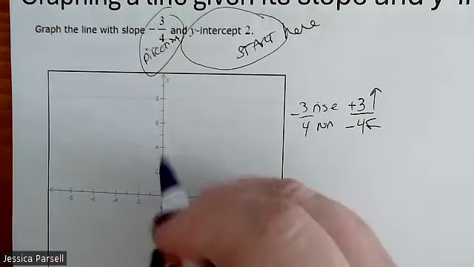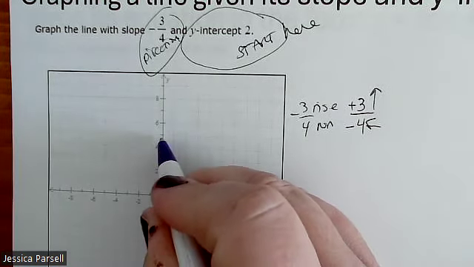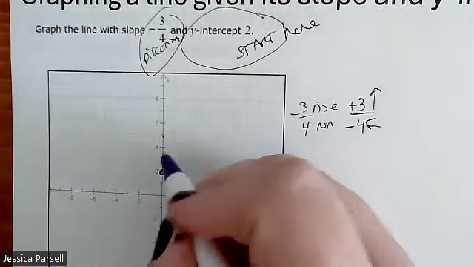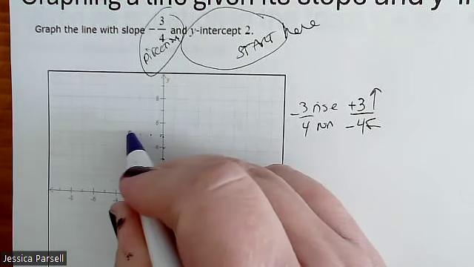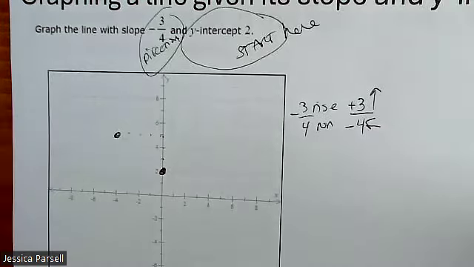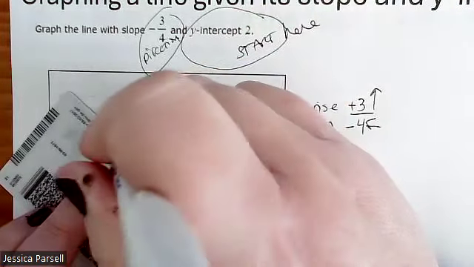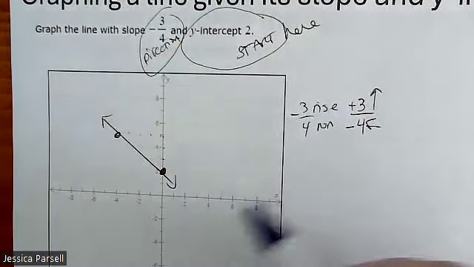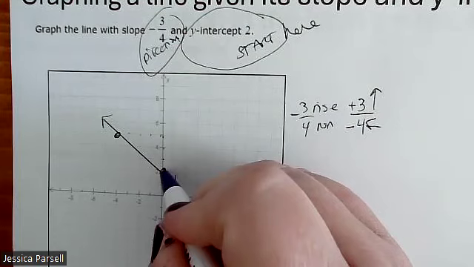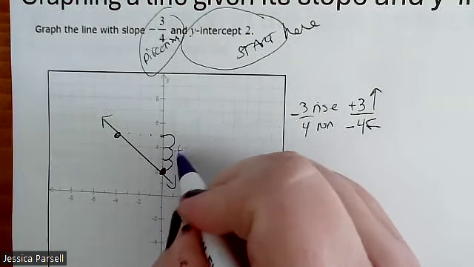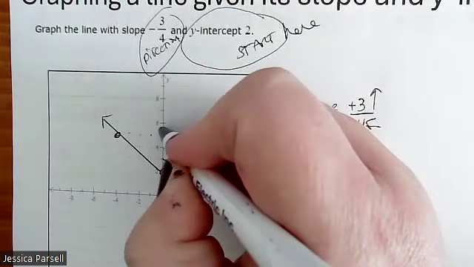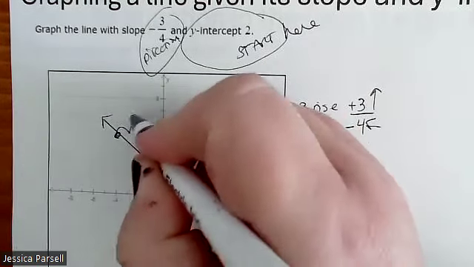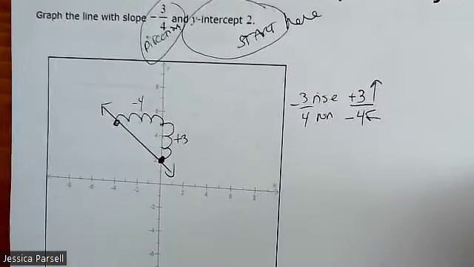Okay, so let's try that. Up 3, 1, 2, 3, left 4, 1, 2, 3, boom, 4. And I can connect that. Okay, so if you start here, you're going to rise 1, 2, 3, +3, turn left. So 1, 2, 3, 4, -4.